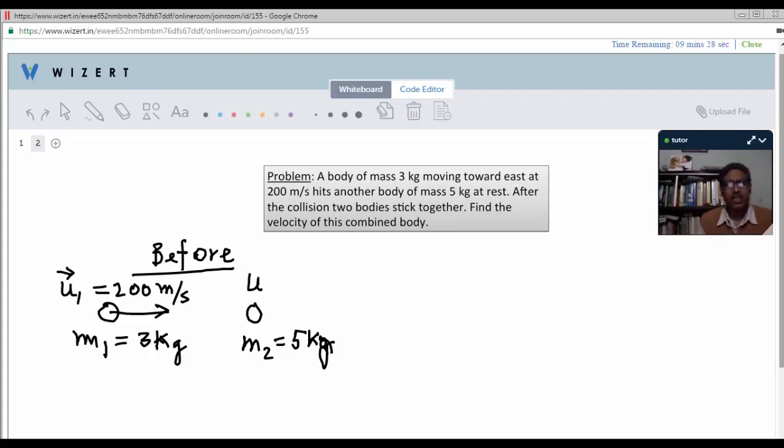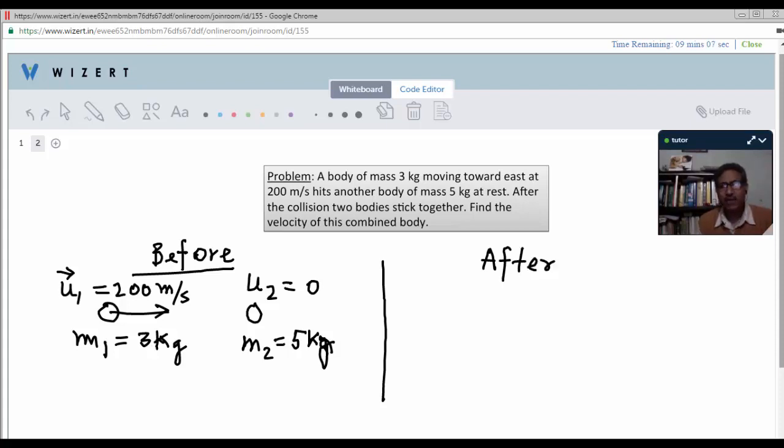What is the velocity of the second body before the collision? It is 0, because it is given that it is at rest. So this is the situation immediately before the collision. Now let us see what is happening after the collision.